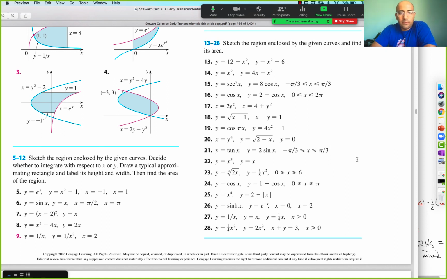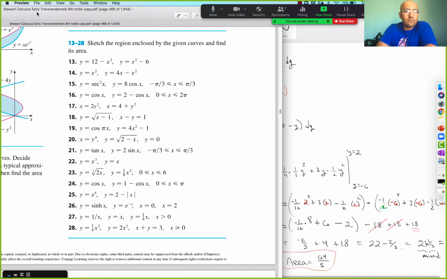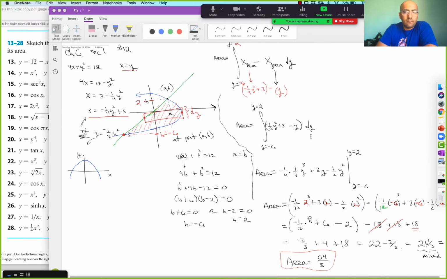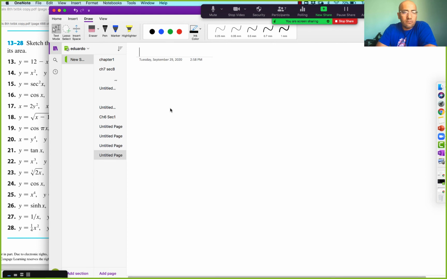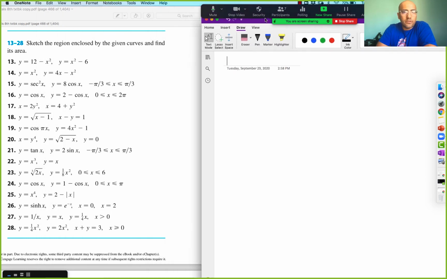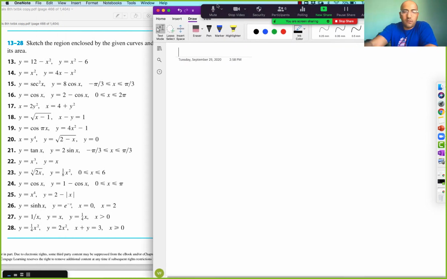How about number 20? It's going to be very, very similar to this one. They're all kind of similar to each other. Oh, so this is Chapter 6, Section 1. Oops, number 20.